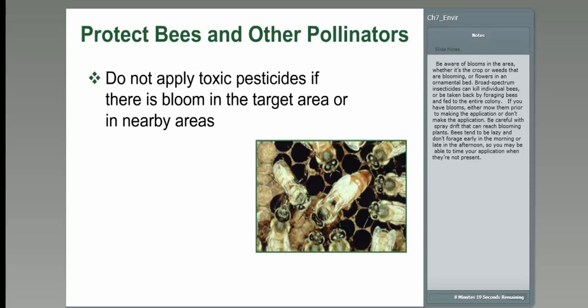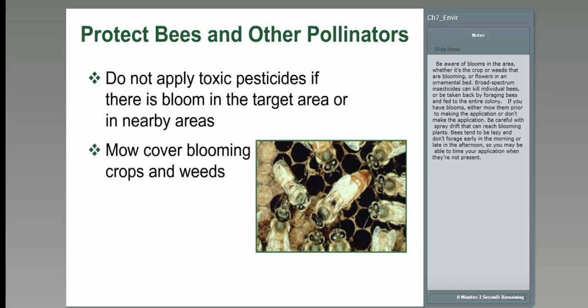Be aware of blooms in the area, whether it's the crop or weeds that are blooming, or flowers in an ornamental bed. Broad-spectrum insecticides can kill individual bees or be taken back by foraging bees and fed to the entire colony. If you have blooms, either mow them prior to making the application or don't make the application.